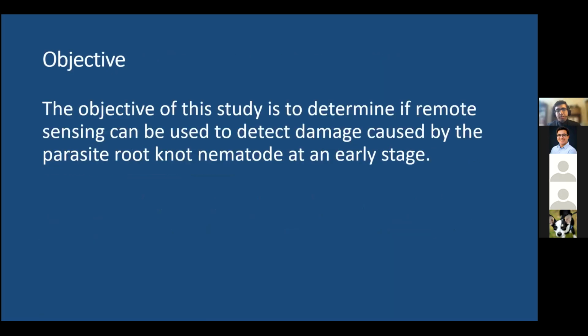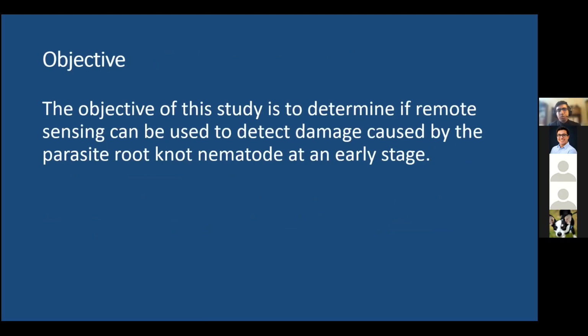This leads to our objective. The objective of the study is to determine if remote sensing can be used to detect damage caused by the parasite root knot nematode at an early stage. If we're able to determine that there is the root knot nematode at an earlier stage by looking at trends, we may be able to save the crop. Granted, there may be some damage, but at least the crop would survive. So what can be done?